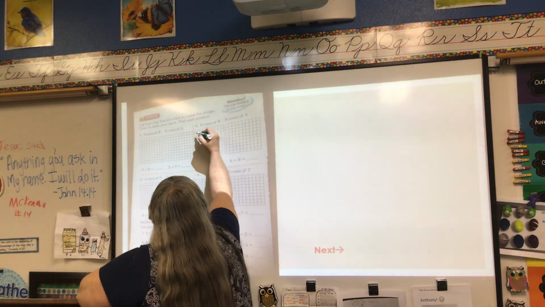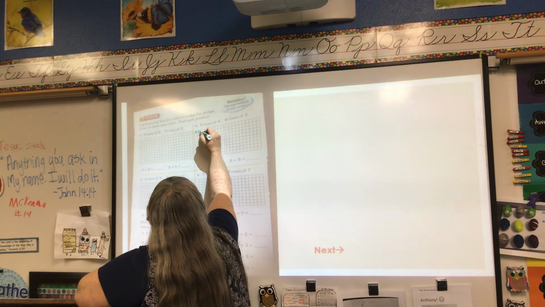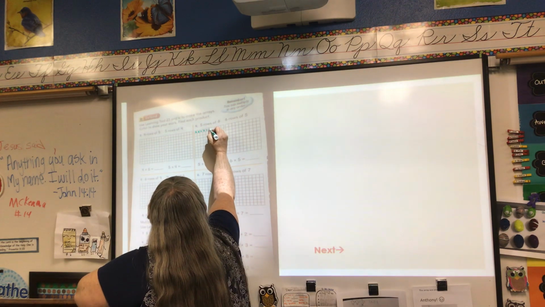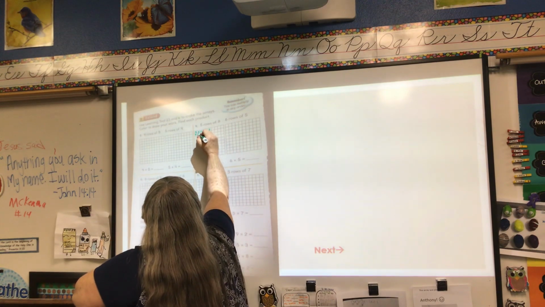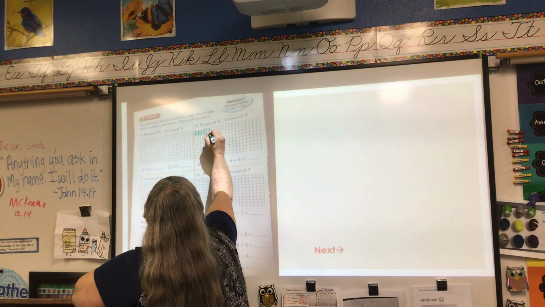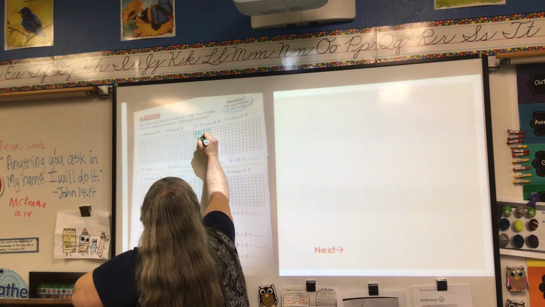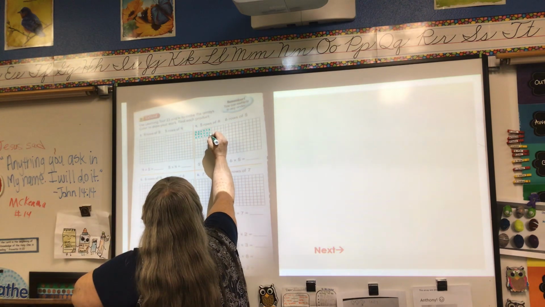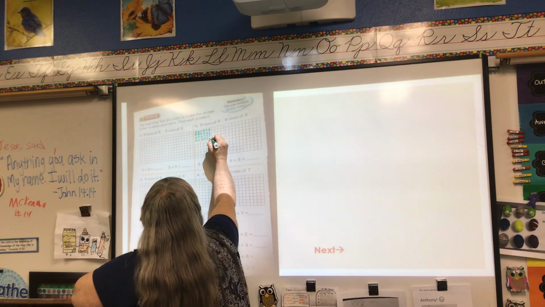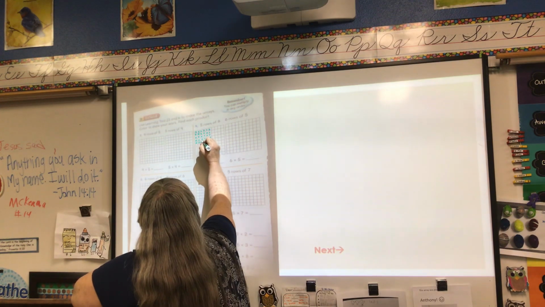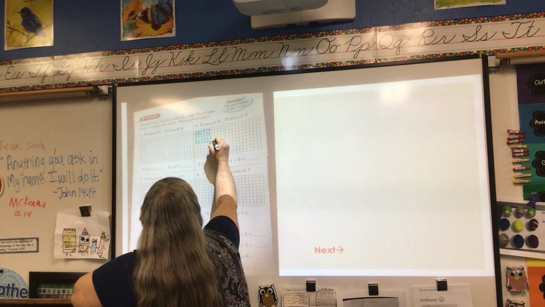So I have 5 rows of 6. 1, 2, 3, 4, 5, 6. 5 rows is my 5 equal groups. There's 6 in each group. 1, 2, 3, 4, 5, 6.